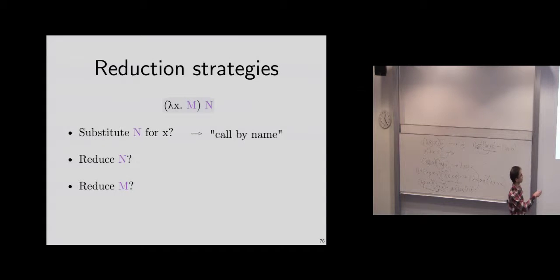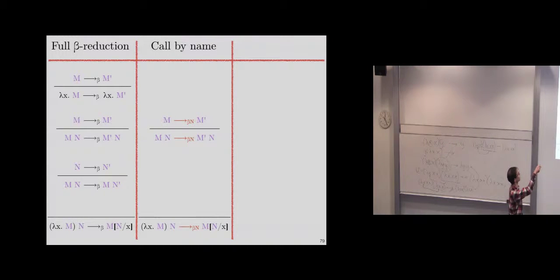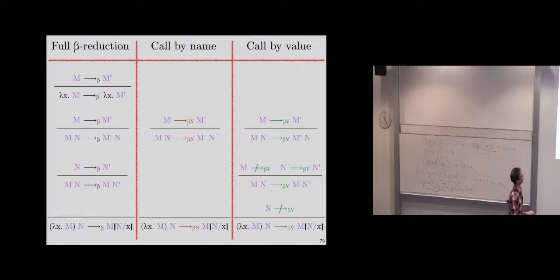Call by name was the first one, call by value was the second, the third one didn't have a name because nobody used it. And we saw that the full rules for beta reduction, if you put restrictions on those rules and take away some of the rules, then you can actually obtain completely formal versions of reduction strategies. So we saw that call by name was obtained just by getting rid of this rule and getting rid of this rule. We saw that call by value was obtained by, again, getting rid of this rule, but restoring this rule.